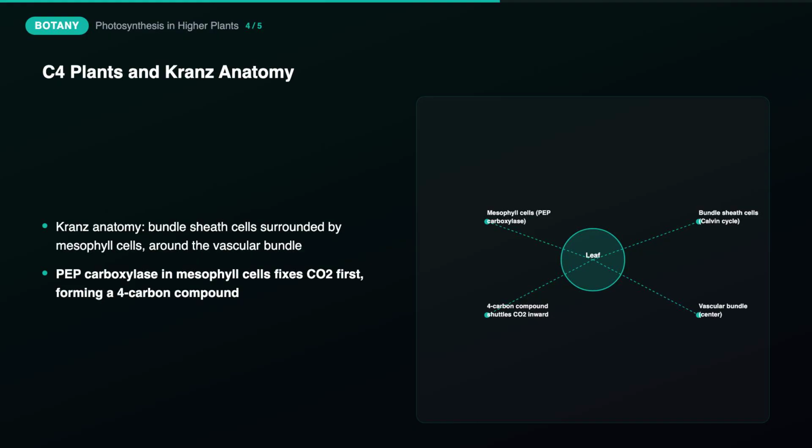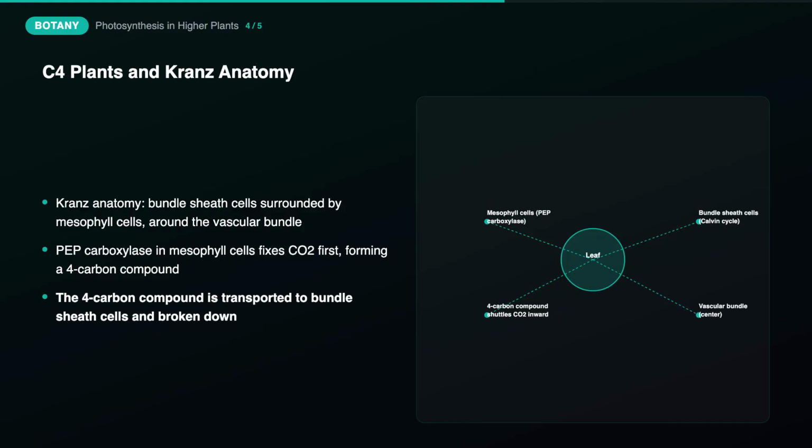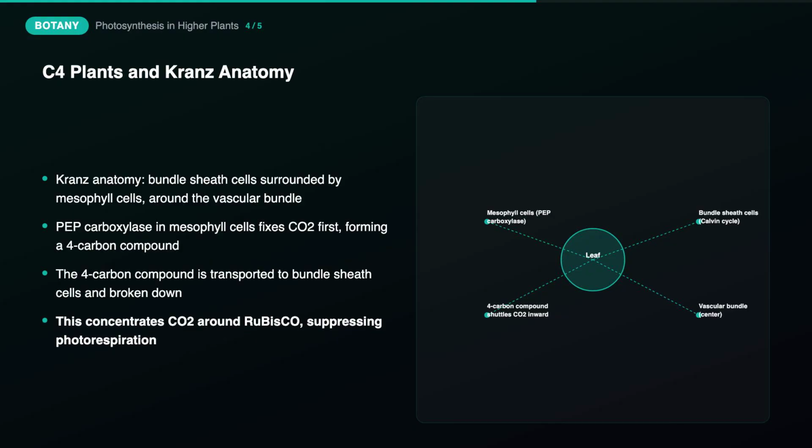In the mesophyll cells, CO2 is first captured not by Rubisco, but by an enzyme called PEP carboxylase, which has no attraction to oxygen at all, forming a 4-carbon compound, which is why it's called the C4 pathway. This 4-carbon compound is then transported into the bundle sheath cells and broken down, releasing a concentrated burst of CO2 right where Rubisco and the ordinary Calvin cycle are located. This concentration effectively suppresses photorespiration, giving C4 plants a real efficiency advantage in hot climates.